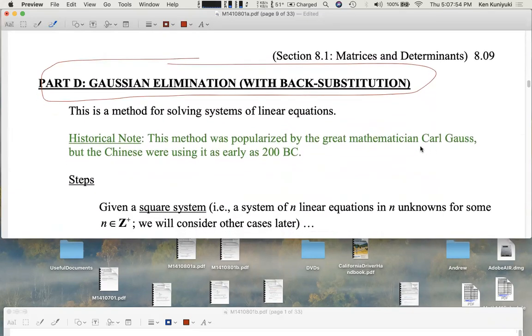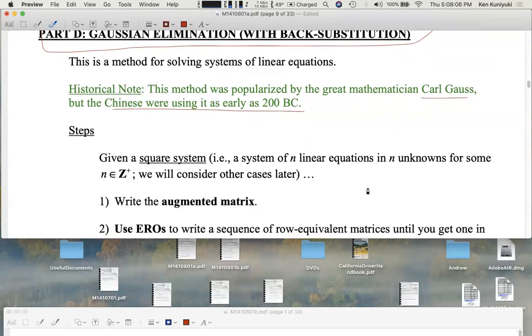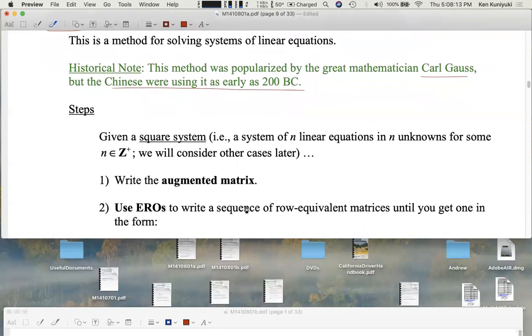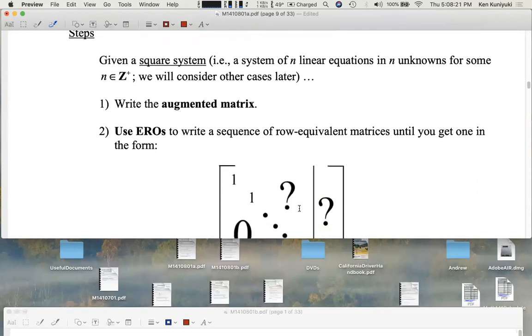Named after Carl Gauss, but the ancient Chinese knew it. Okay, let's assume in our class we have a square system, n linear equations, and n unknowns. So the coefficient matrix will be n by n. In our class, mostly 2 by 2 or 3 by 3. Write the augmented matrix, the first one, then use EROs to write a sequence of row equivalent matrices until you get one in the form we like.